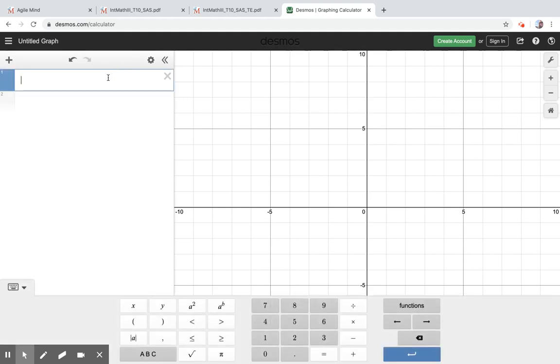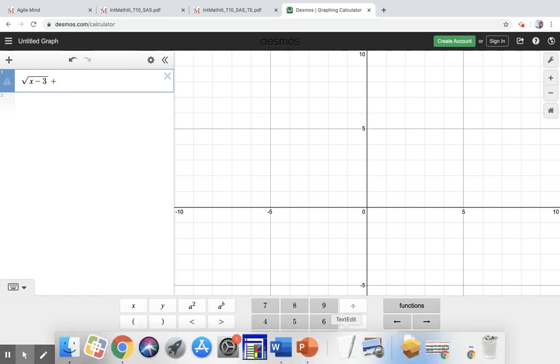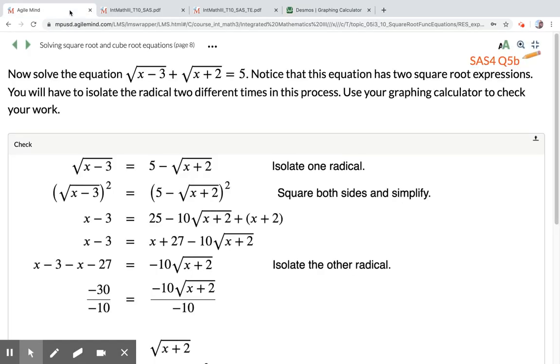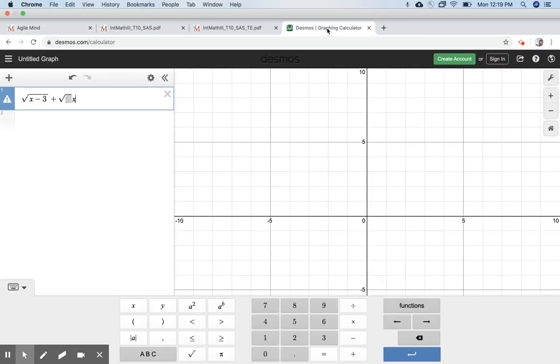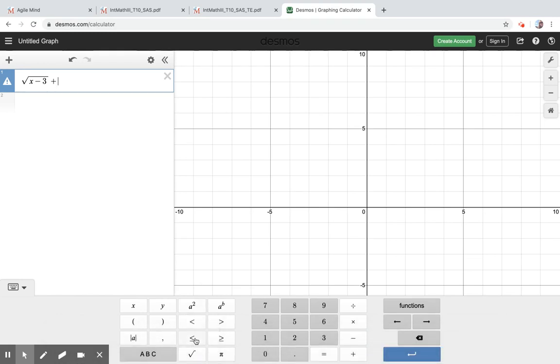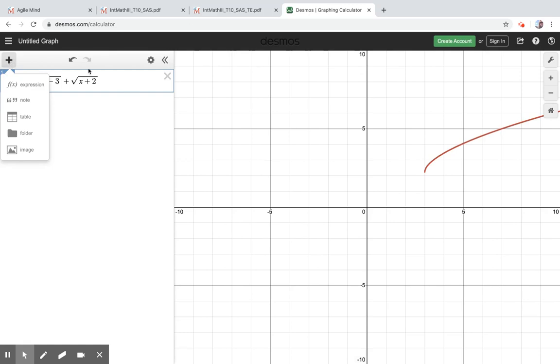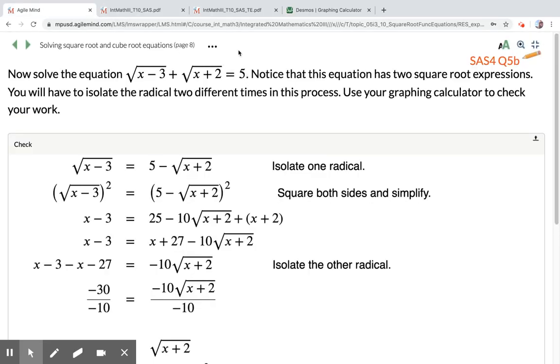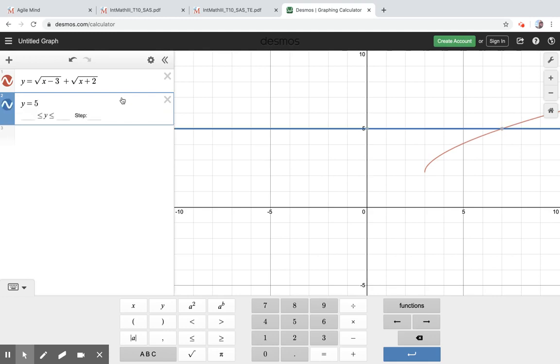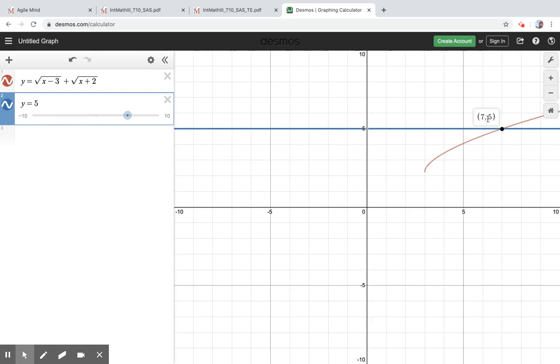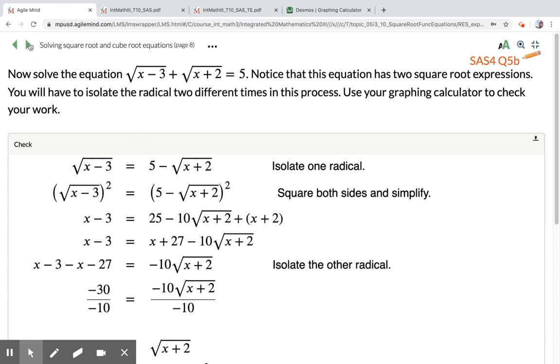Also, we could come over here to Desmos, and I could say, hey, Desmos, I want to do the square root of x minus 3 plus the square root of x plus 2. Oopsie, try that again. Square root of x plus 2. I probably should put a y equals out in front of it. I mean, it's clearly already doing it, but still, I'm going to be a good girl. And then, of course, for my other side, I'm going to do y equals 5. And boom, there it is. You can see it hits right where x equals 7. Yay. So it's always nice to be able to double check your stuff on Desmos.